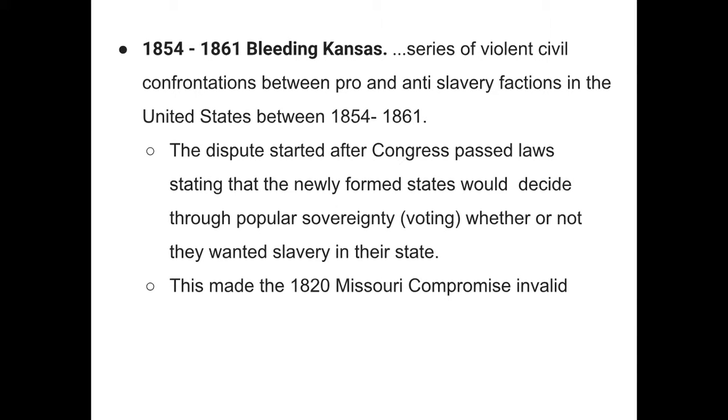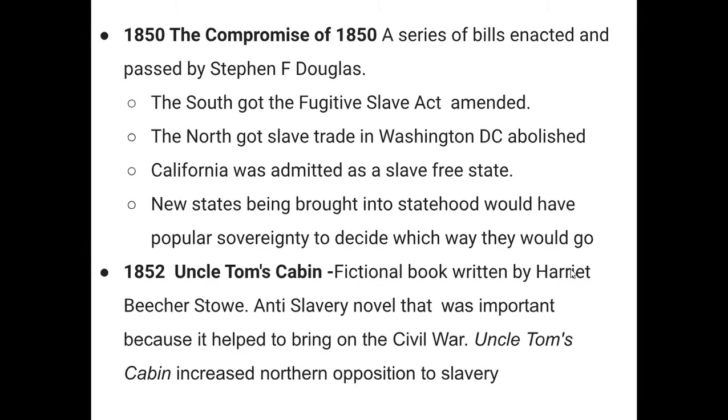We were looking at the causes or events leading up to the Civil War, and we left off on 1852, the fictional book written by Harriet Beecher Stowe called Uncle Tom's Cabin, in which the anti-slavery novel depicts slavery and the treatment of blacks very, very poorly.